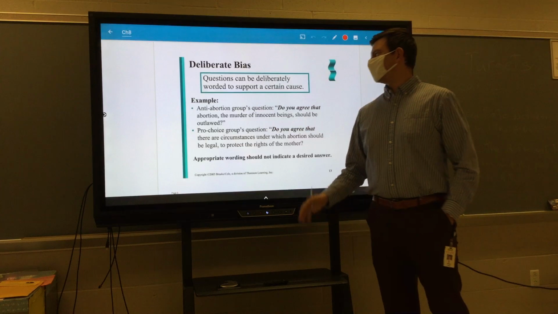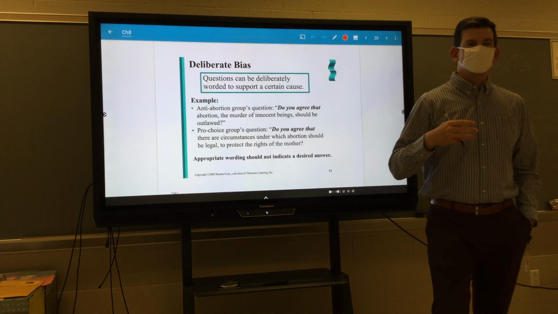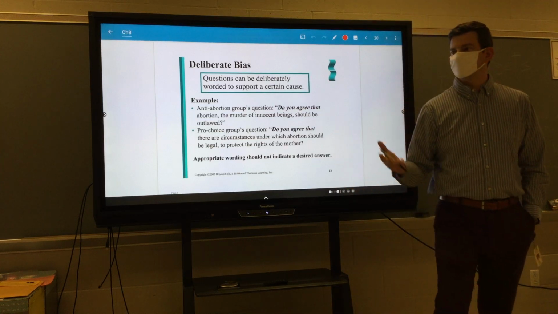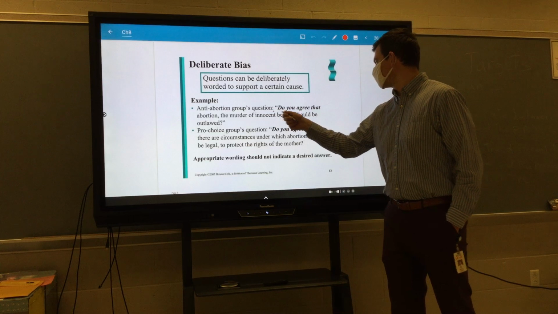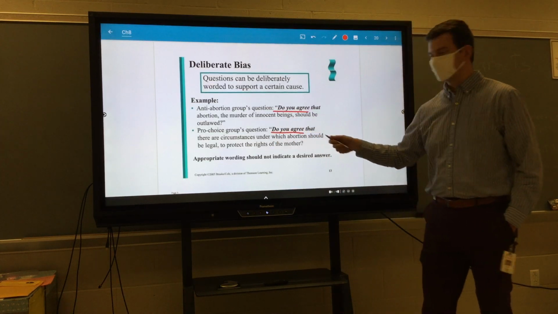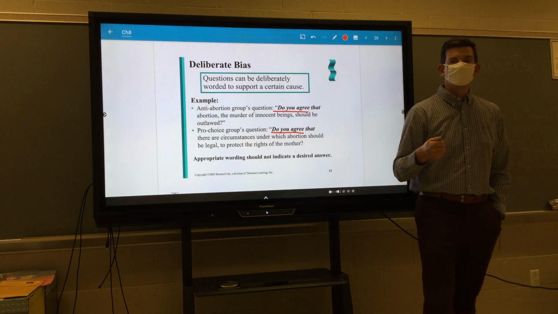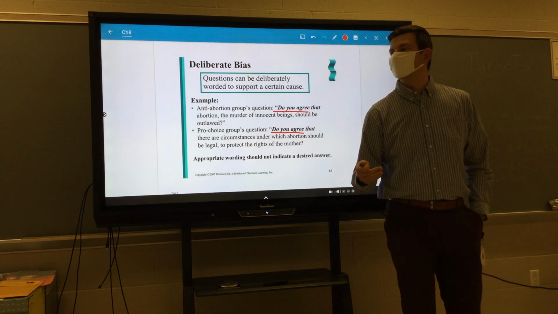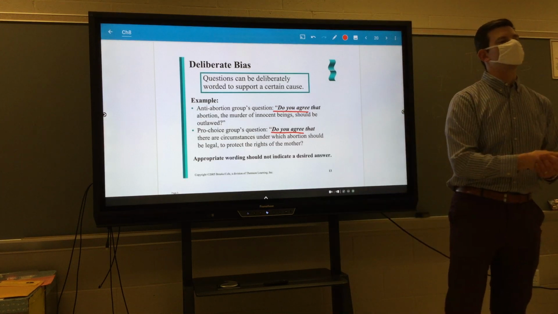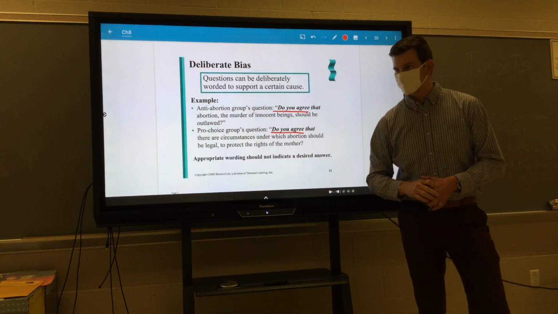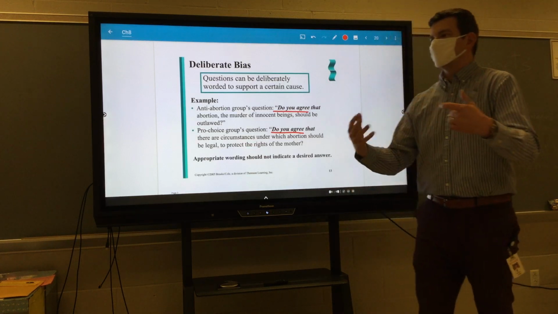Remember, a deliberate bias is when you have questions worded so that they are deliberately supporting a type of response. Oftentimes you see these key words here: do you agree? Do you agree? If you really want the opinions of those who you are asking these questions, why are you trying to pull them to your side of the argument? Okay? You're just kind of inflating your own biased view.